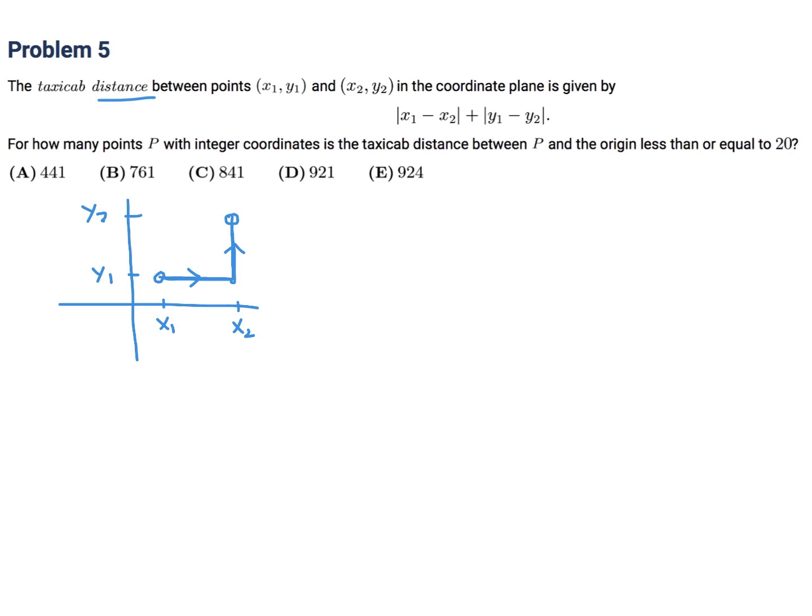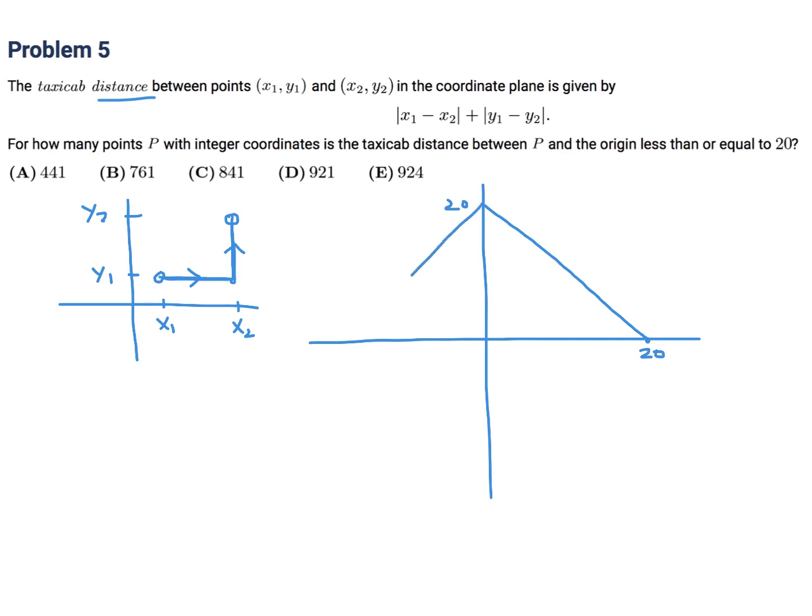Okay, so they're basically saying that for how many points P with integer coordinates is the taxi cab distance between P and the origin less than or equal to 20. So if it's less than or equal to 20, that means you're going to have this situation where 20 is sort of the farthest you can go on the axis, and all the other points will be between those 2 points. And that basically will happen in all 4 quadrants like that. I mean, this isn't drawn to scale, but well, this is minus 20, and this is minus 20.